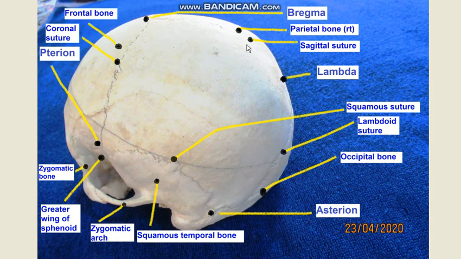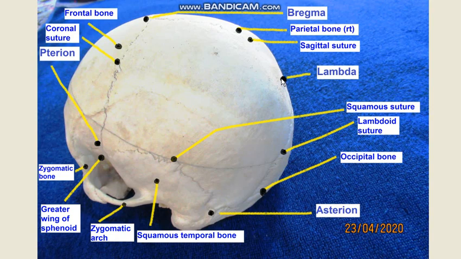Passing along the superior border, we come to the posterior-superior angle or the lambda. This is again a meeting point of the squamous part of the occipital bone as well as the two parietal bones. This superior border forms the sagittal suture with the opposite parietal bone.